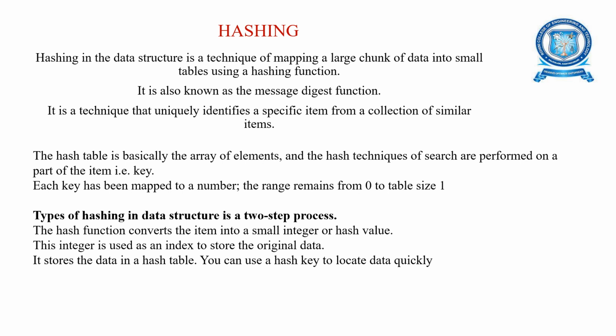So hashing in the data structure is a two-step process. First, it converts the item into a smaller integer or hash value. Second, it is used as an index to store the original data. It stores the data in a hash table.